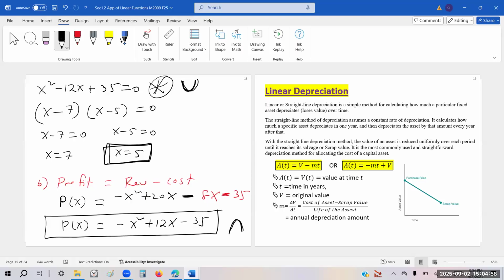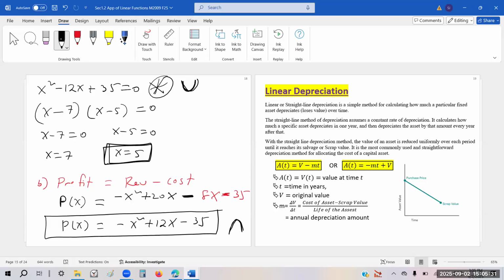Some will use A of t, some will use B of t. It depends. Basically, it means the y value. t is time in years, and b, the y-intercept, is the original price. So per year, how much money you are going to lose, times how many years you spent after you bought it, plus the original price.